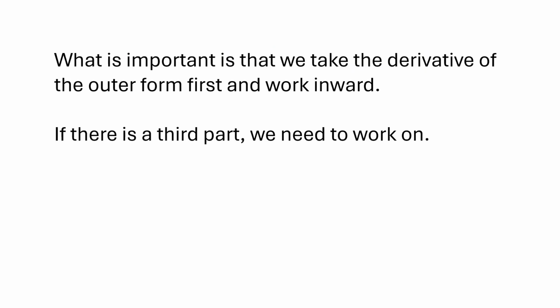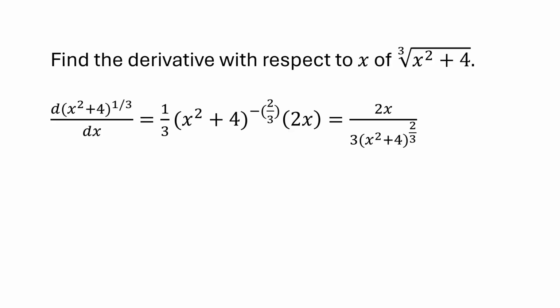What is important is that we take the derivative of the outer form first and work inward. If there's a third part, such as f of g of h of x, we need to work all three parts. And that's why we call it the chain rule. We'll have to take as many derivatives as needed. But it's not any more difficult in normal functions where we have only two parts than taking two derivatives. So let's not make a big issue of this.